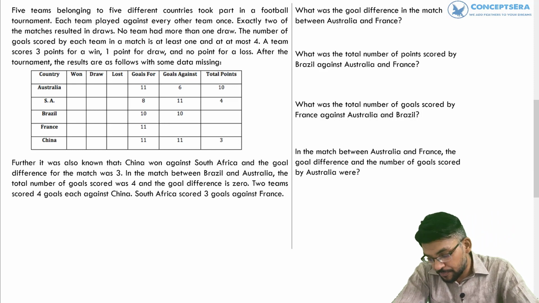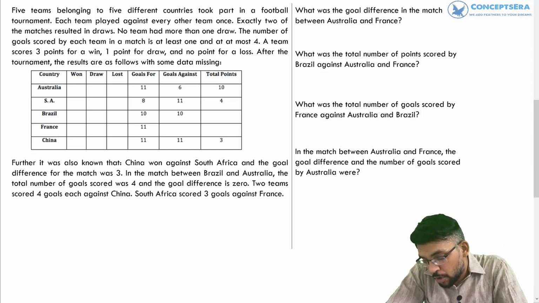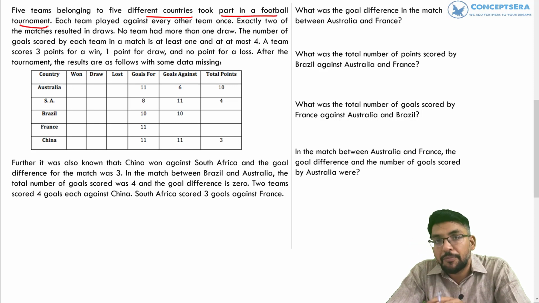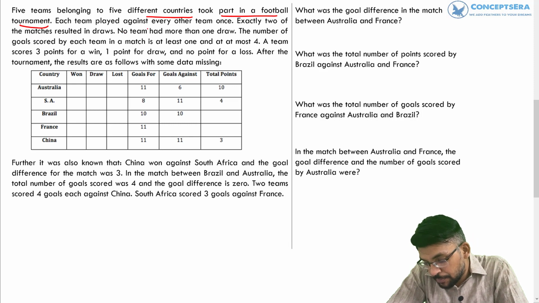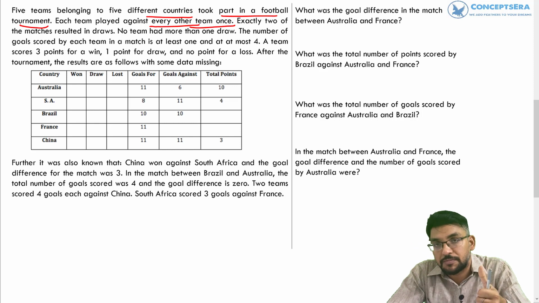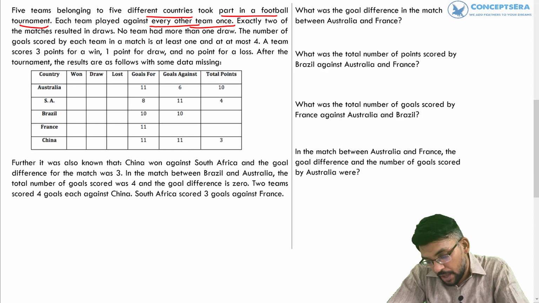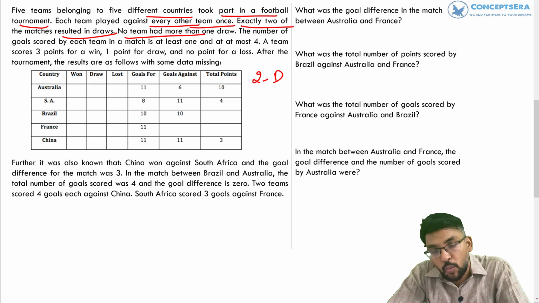approach this caselet. 5 teams belonging to 5 different countries took part in a football tournament. So 5 teams took part in a particular tournament. Further, each team played against each other team exactly once. So ultimately only one match is happening between 2 teams. Exactly 2 of the matches resulted in a draw. So we can write down 2 matches are draws here. No team had more than 1 draw.